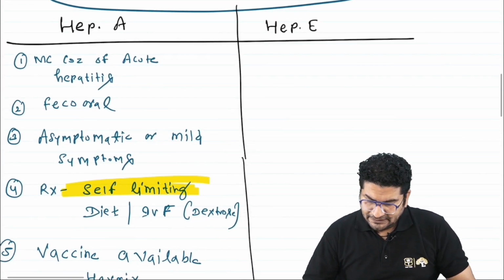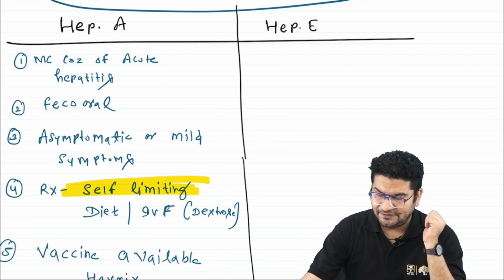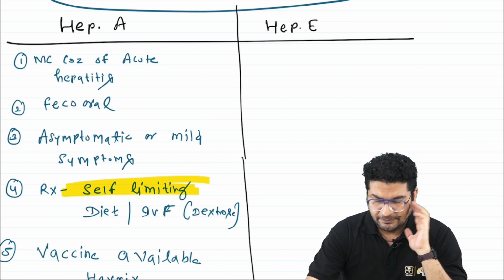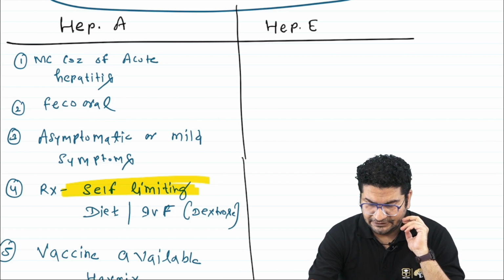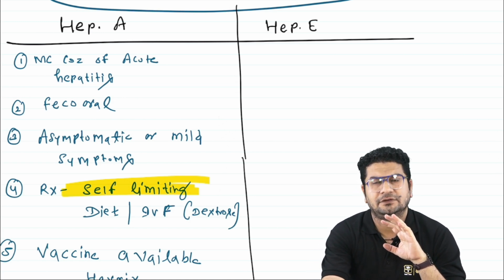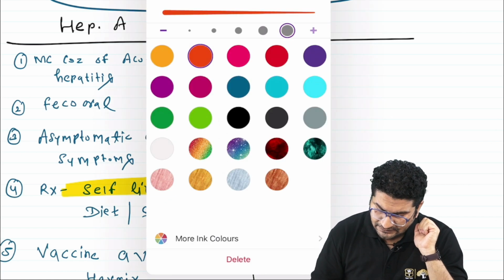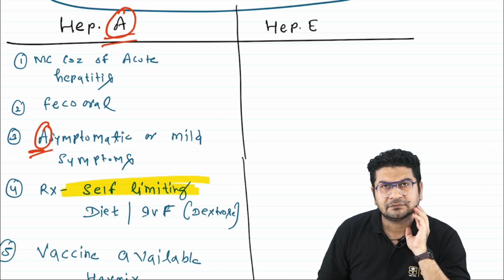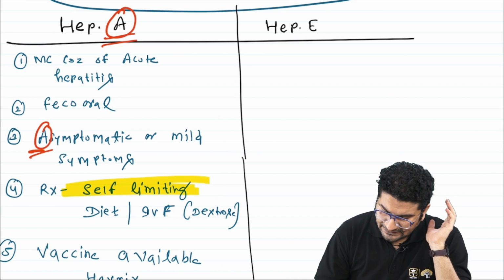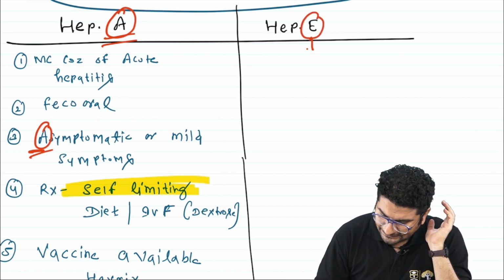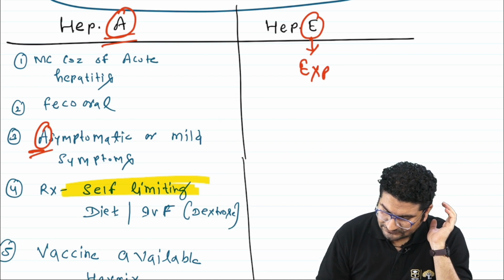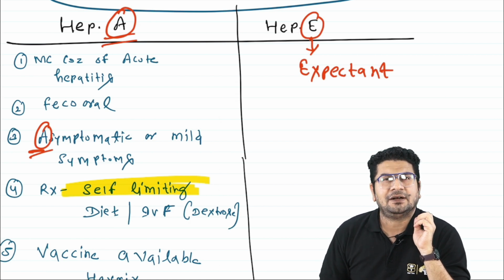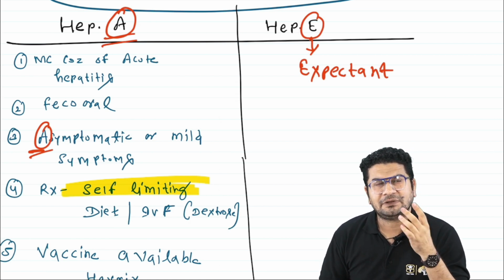Okay, if I talk about hepatitis E, which is our next topic, hepatitis E is also a common cause of acute hepatitis. Before E, let me tell you something important, about how to remember this. With A, remember A for asymptomatic. If I say hepatitis E, remember E for expectant. E for expectant means good news, in the house there is good news, someone new is coming.